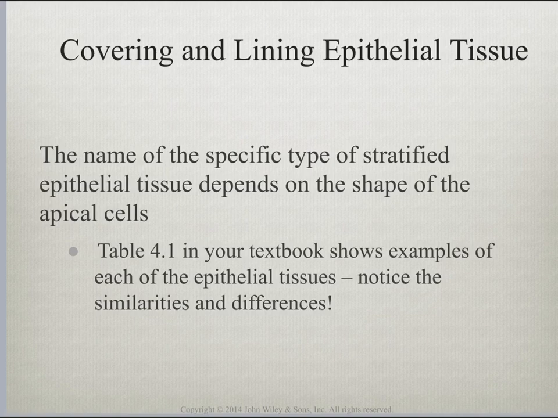Now we could talk about simple or stratified or pseudostratified. Remember, the name of the specific type of stratified epithelium tissue depends on the shape of the apical cells. So we look at the specific shape. So again, arrangement and shape. Table 4.1 in our textbook is going to show us examples of each of the epithelial tissues. Look for the similarities and differences.